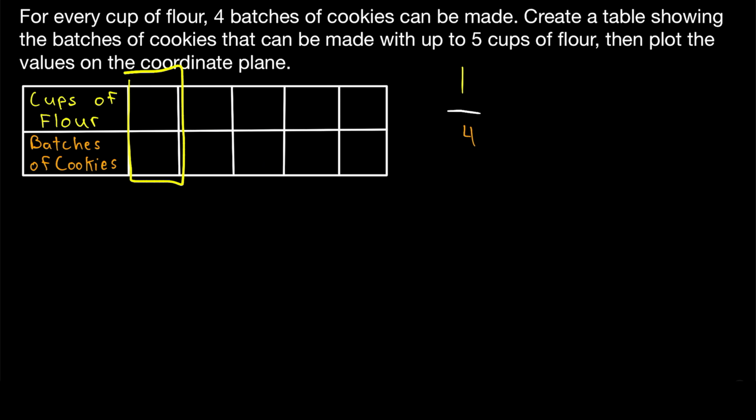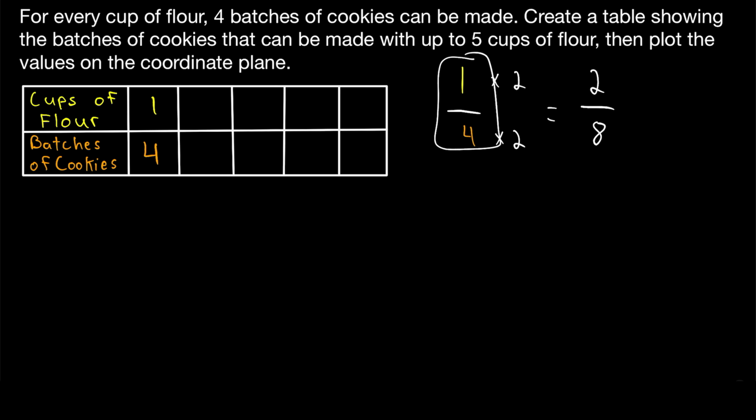So for example, in the first column we would put our given ratio, that with 1 cup of flour we can make 4 batches of cookies. Then, you may recall, I went over this in my first lesson on ratios, we can scale ratios up or down. For example, if we multiply the top number by 2 and the bottom number by 2, we'll get an equivalent ratio of 2/8. So, if 1 cup of flour is enough to make 4 batches of cookies, that means that 2 cups of flour is enough to make 8 batches of cookies.